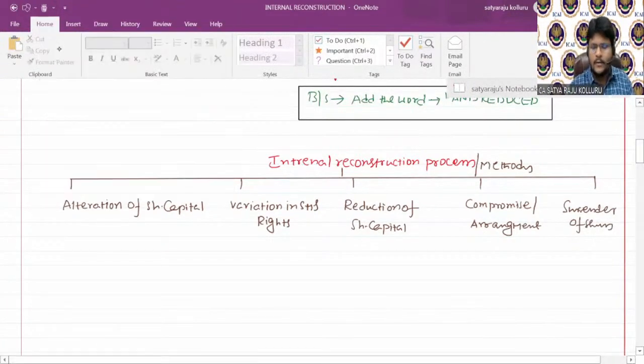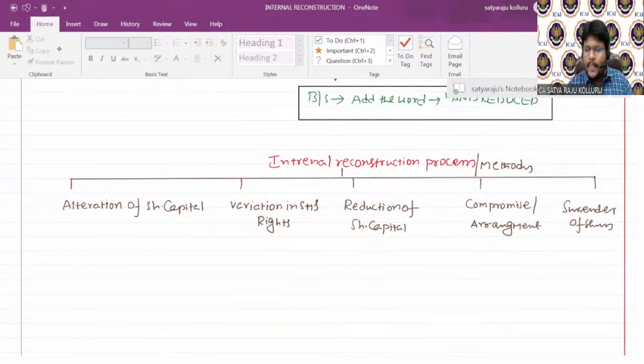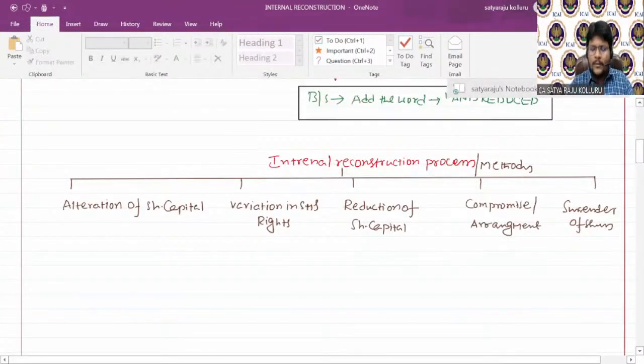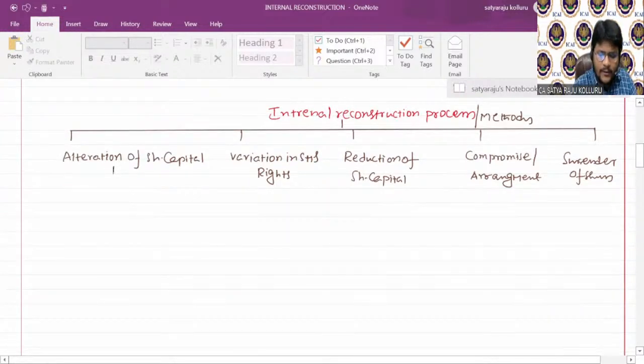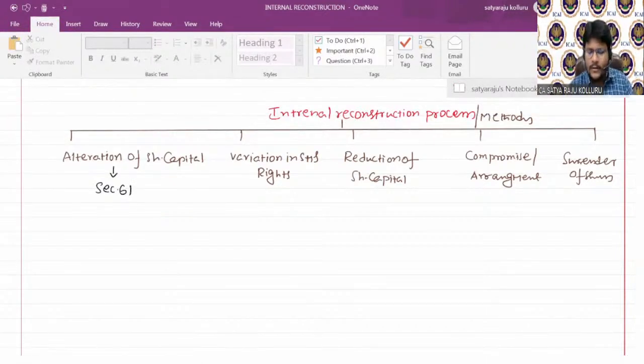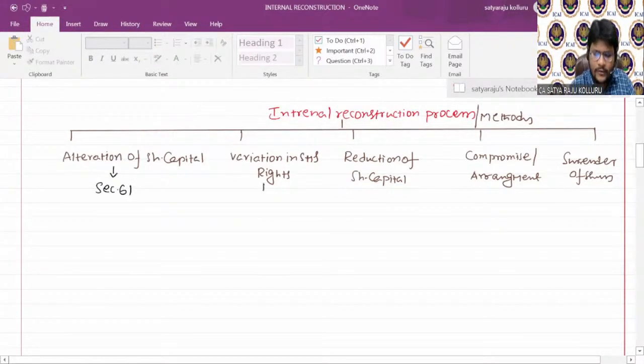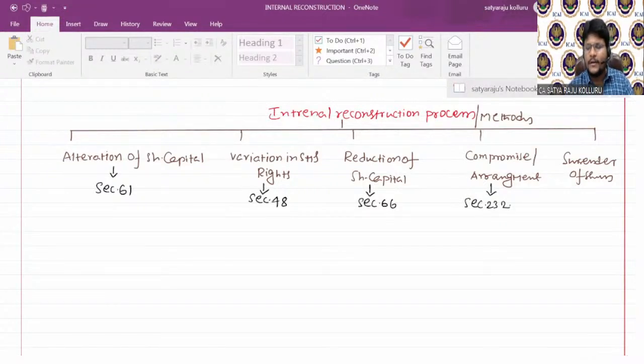Now concentrate, guys. Sir, all these are actually part of the Companies Act 2013 except surrender of shares. I mean to say, alteration of share capital is going to happen as per section 61 of the Companies Act 2013. Variation in shareholders' rights is going to occur as per section 48 of the Companies Act 2013. Reduction of share capital provisions is related to section 66 of the Companies Act 2013. Compromise or arrangement is based on section 232 of the Companies Act 2013.